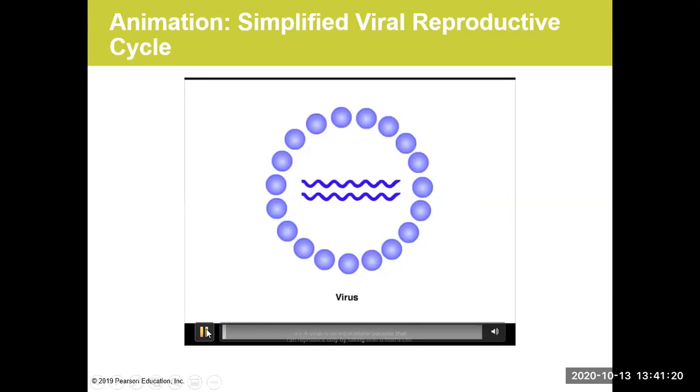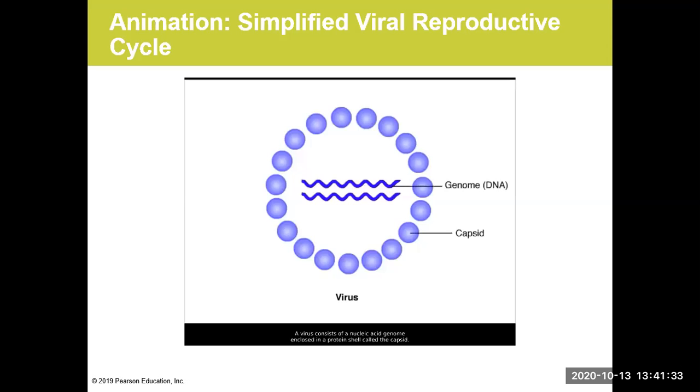A virus is an intracellular parasite that can reproduce only by taking over a host cell. A virus consists of a nucleic acid genome enclosed in a protein shell called a capsid. In the virus shown here, the genome consists of DNA, but some viruses have RNA. Some viruses are also covered by a membranous envelope that is derived from the membrane of the host cell.